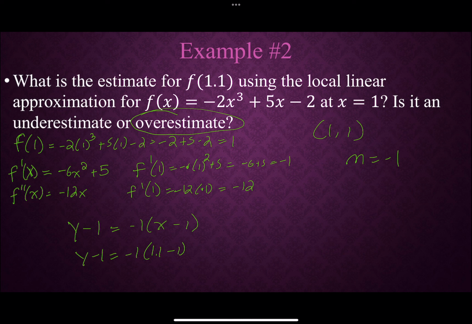And we're going to use that to approximate. So we get 1.1 minus 1, which is 0.1, times negative 1 is negative 0.1. Adding the 1 over, we get a positive 0.9. So f of 1.1 is approximately 0.9. And again, this is an overestimate.